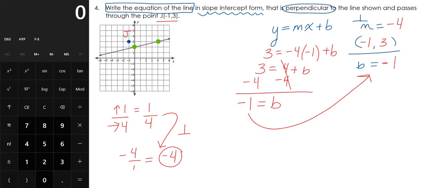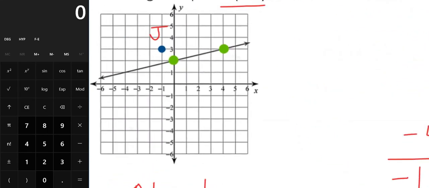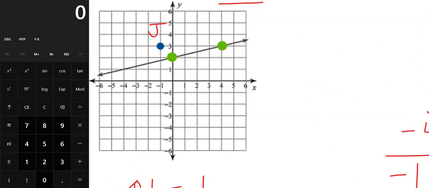Now let's see if that makes sense for our graph. I'm going to try and zoom in on this graph a little bit, see how that works. Okay, so our slope was a negative 4. Negative 4 is the same thing as negative 4 over 1. It tells us to go down 4, right 1.